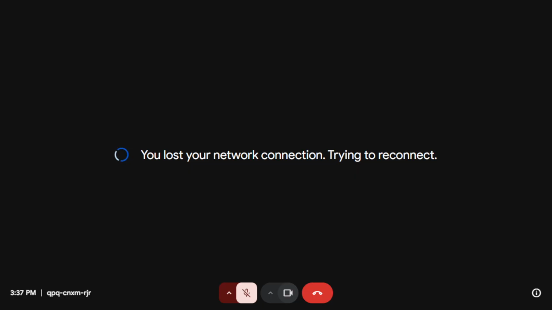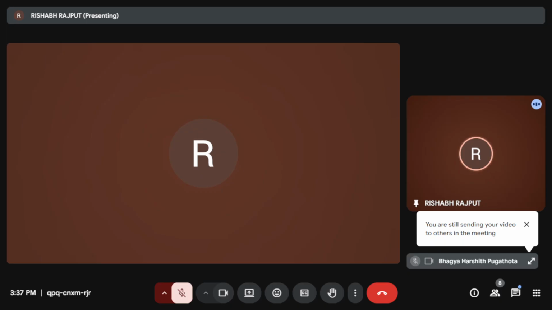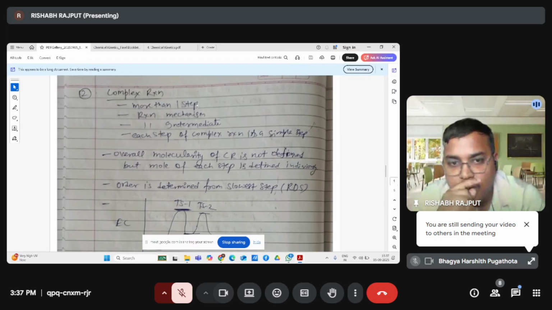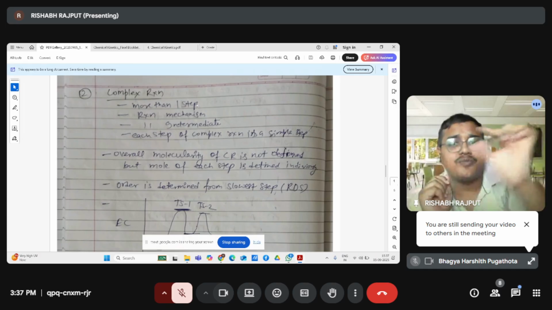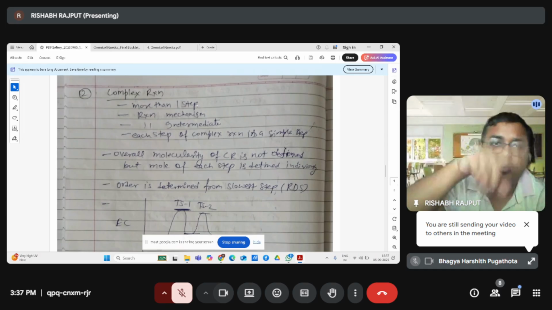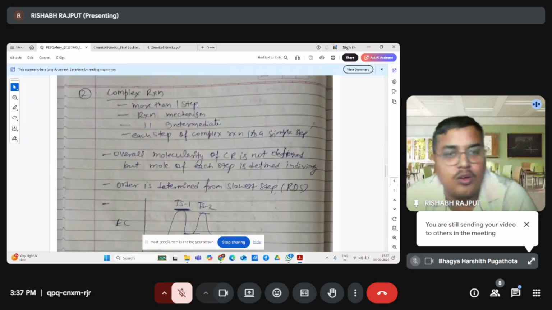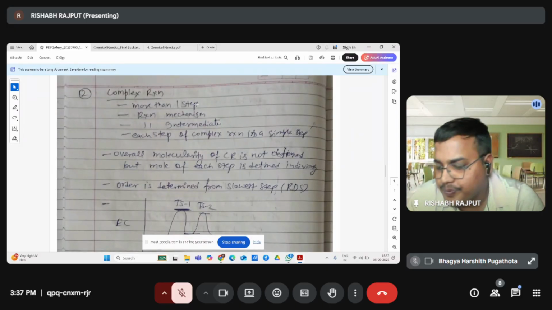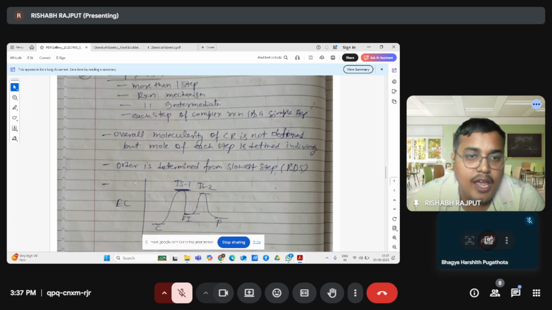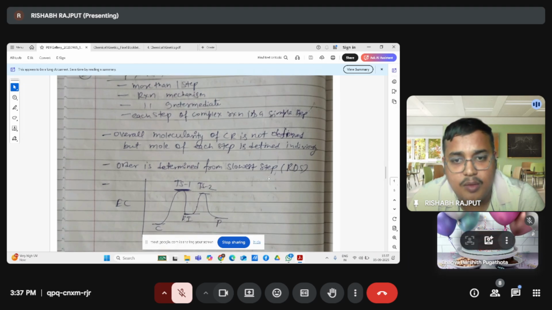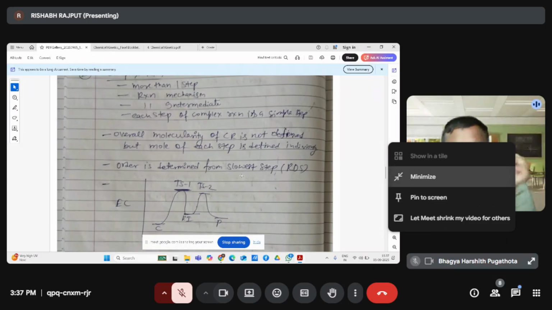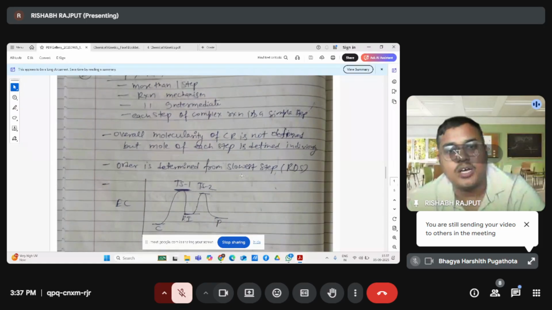What I am saying here is that the overall molecularity for a complex reaction is not defined. For every step, molecularity is defined, but not for the overall complex reaction. Is it clear? And here the order is determined from the slowest step. Whatever the slowest step is in the complex reaction, that determines the order of the reaction.